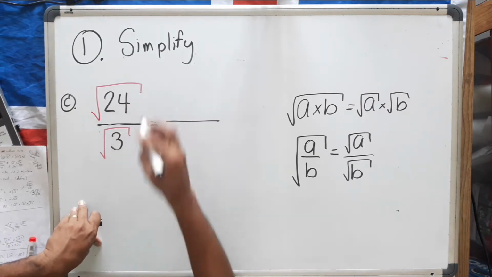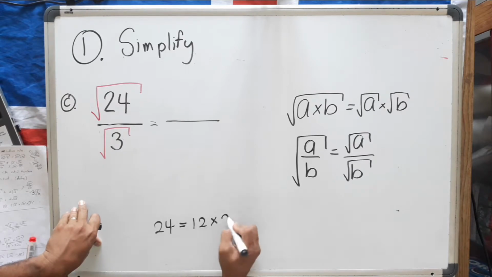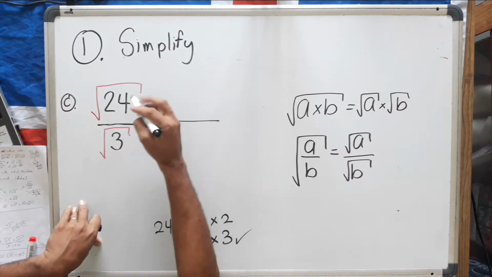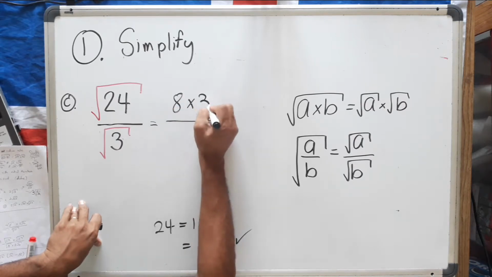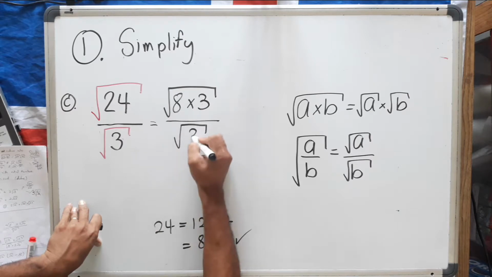24 is the same thing as 12 multiplied by 2 or 8 multiplied by 3. It's a trial and error here. Let's try this one here. 24 is the same thing as 8 multiplied by 3. And don't forget the big square root sign. And we have a square root of 3 on it.